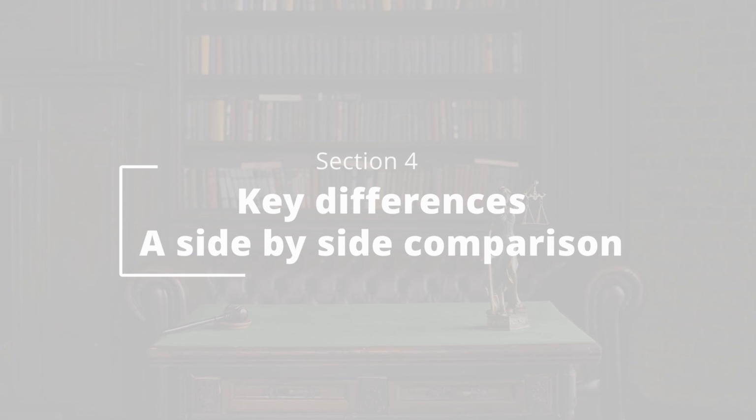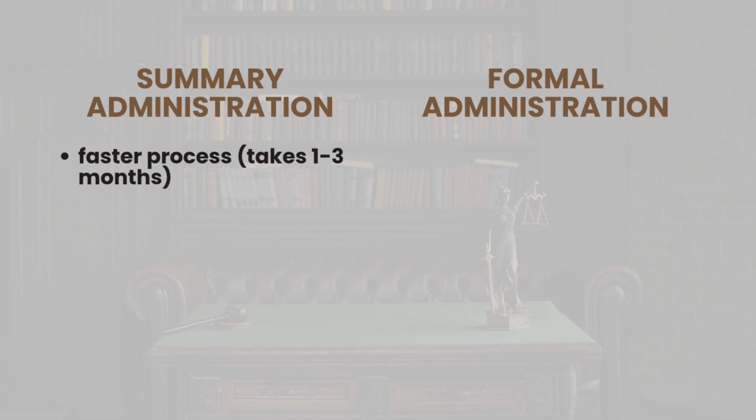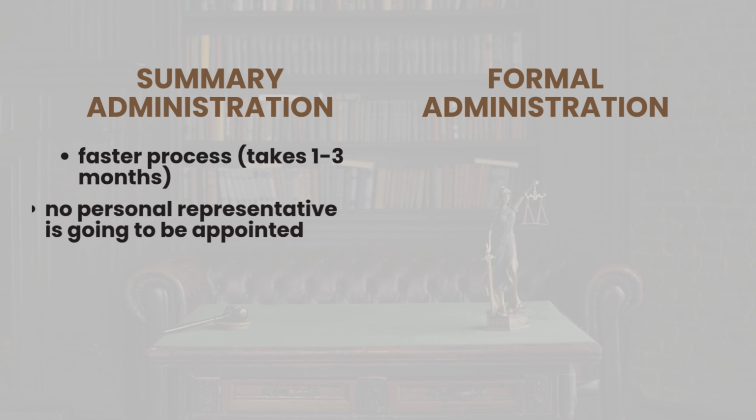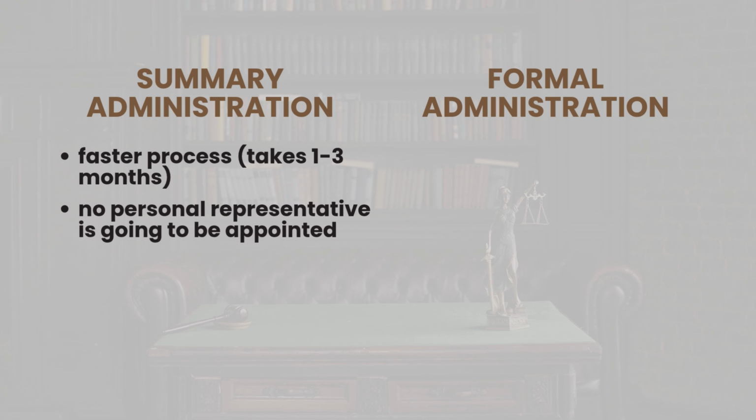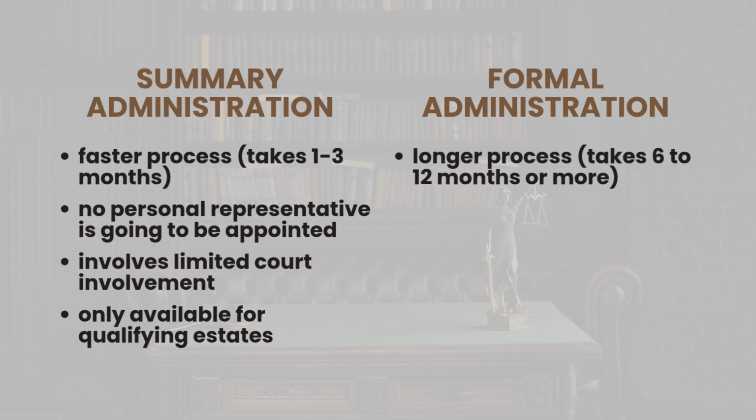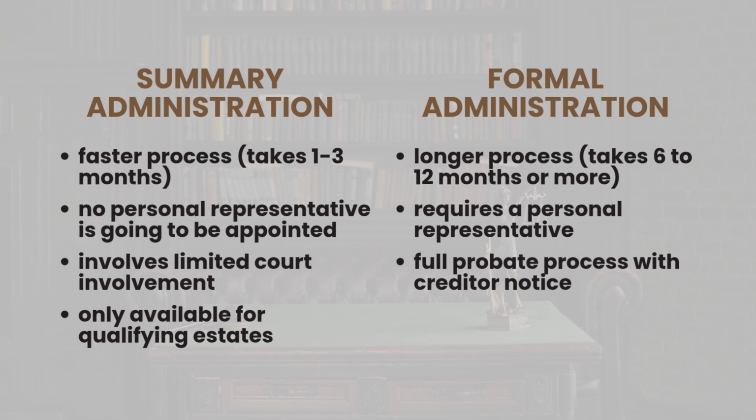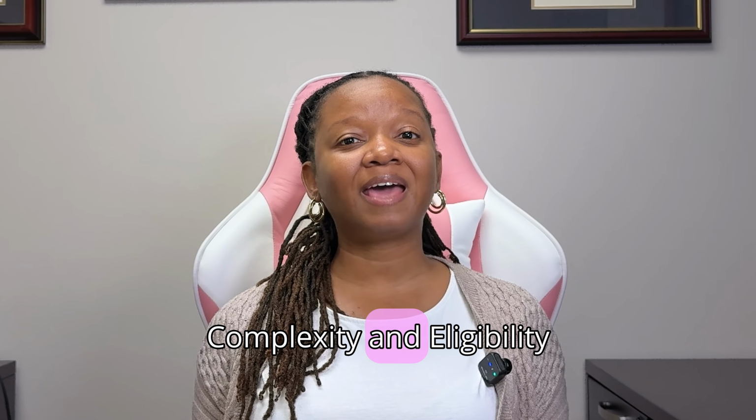Key differences: a side-by-side comparison. Here's a clear comparison of formal administration versus summary. Summary administration is a faster process. It typically takes 1 to 3 months. No personal representative is going to be appointed. It involves limited court involvement, and it's only available for qualifying estates. Formal administration, on the other hand, is a longer process, typically 6 to 12 months or more, requires a personal representative. It's the full probate process with creditor notice, and it's used for most estates. The biggest difference between summary administration and formal administration is complexity and eligibility.